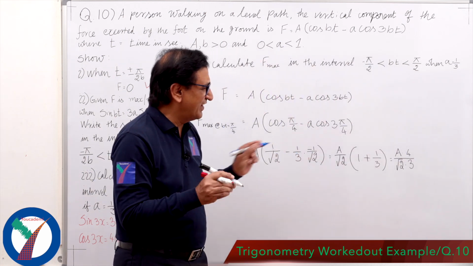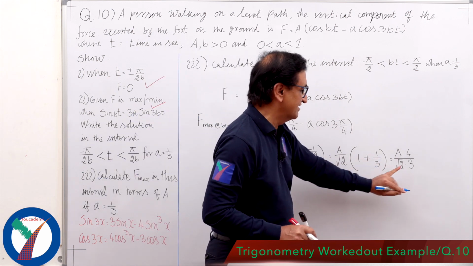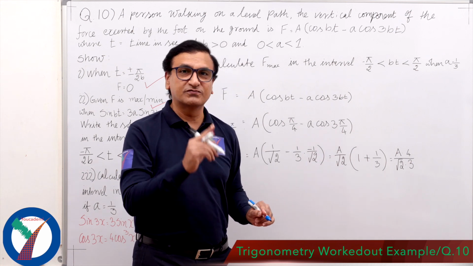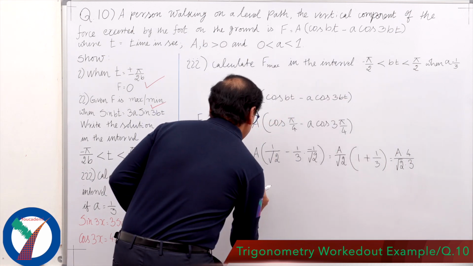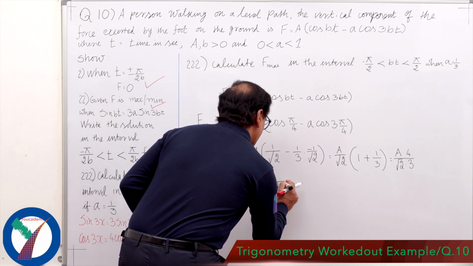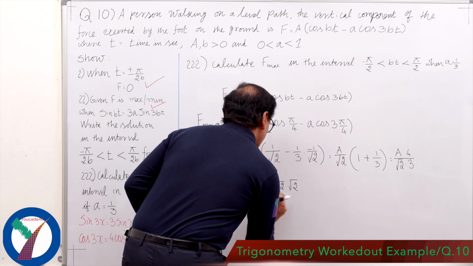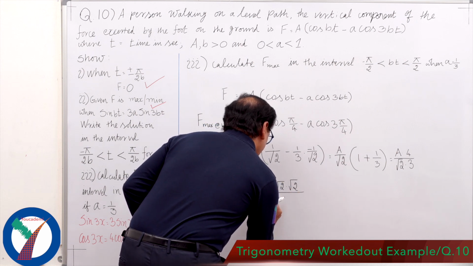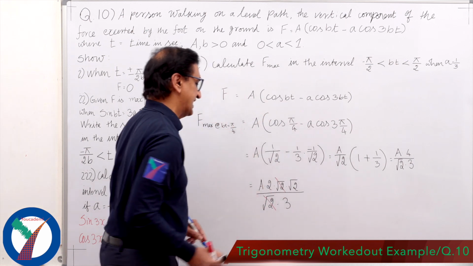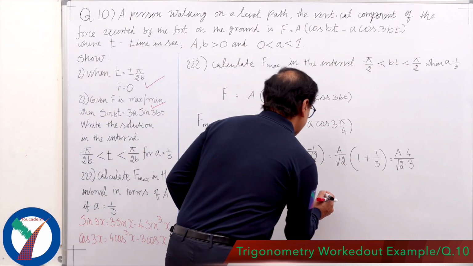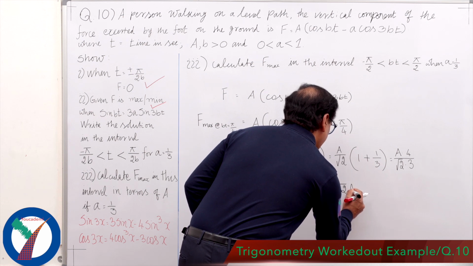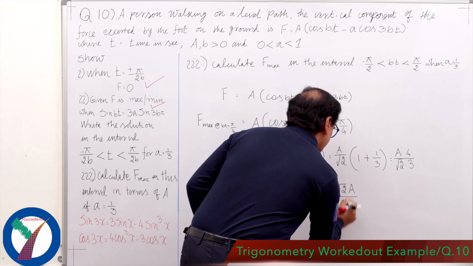Now, this can be simplified further a bit. We can remove the radical from the denominator. 4 I'm going to write as 2 multiplied by square root of 2 multiplied by square root of 2. So, this is A multiplied by 2 multiplied by square root of 2, square root of 2, the whole thing divided by square root of 2 multiplied by 3. So, square root of 2 gets cancelled. So, we have F max as 2 square root of 2 A divided by 3.